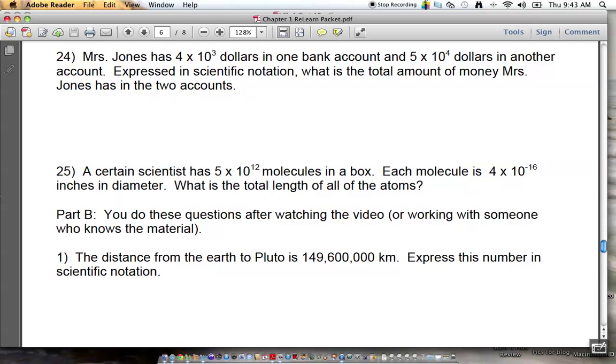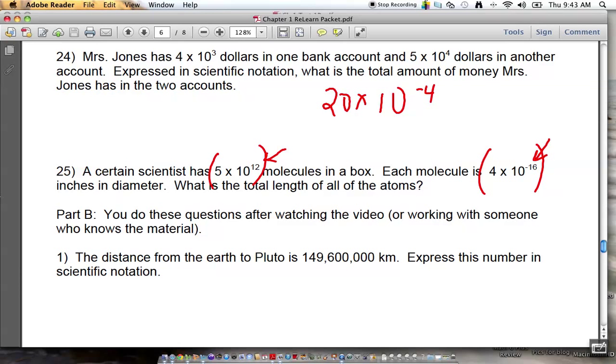Now, number 20, I was almost gonna do it again. Number 25. 5 times 10 to the 12th molecules, and each one is this big. So again, what's 5 times 4? We said it's 20. Times 10 to the 12 and negative 16. What are we going to get when we add those up? Negative 4. Very good.